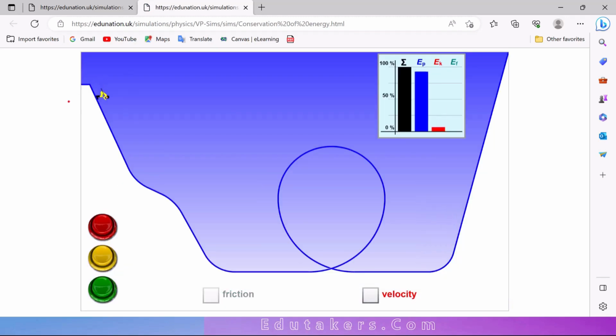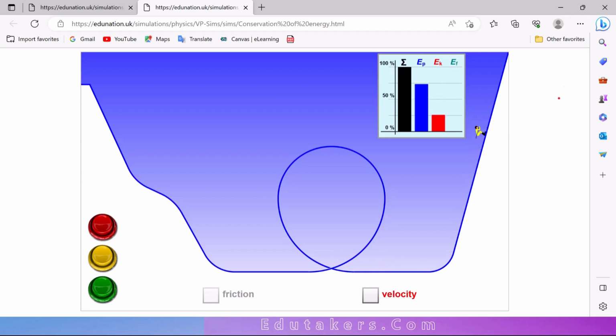You can see here there is a wire that is moving on this path, and here there is a chart which is showing the energy, meaning that EP is the potential energy and EK is the kinetic energy. EF is the energy that is lost due to friction, but here we are actually ignoring the friction. Then all of the potential energy is converted into the kinetic energy.